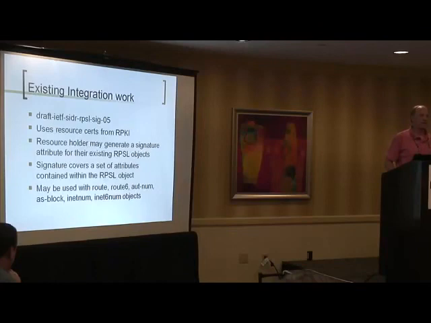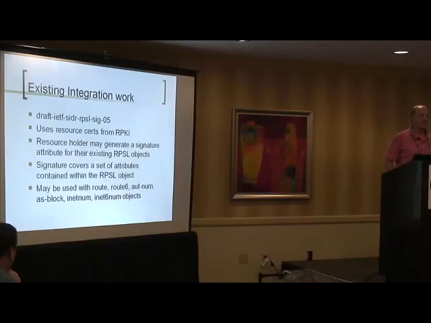But the idea is to add a signature to existing RPSL objects using these resource certificates. And it's actually kind of generalized, so you can use it with several different object types: route, route6, aut-num, as-block, inetnum, and inet6num objects. So here's an example of this signature attribute, and you can see it contains a number of fields. The first field is a version number, version equals 1. The C is the certificate URL reference. We don't have the full URL listed here, but it's an rsync URL, as I mentioned.